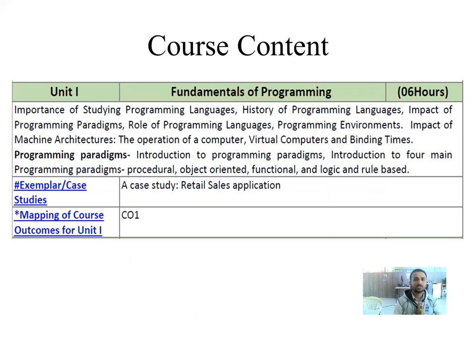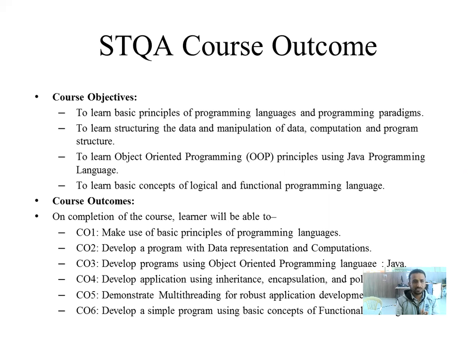Then this is nothing but the course content. Throughout this semester, we are going to complete our principles of programming language subject by using 6 units. Total 6 units are there, and with the help of these 6 units, we are going to achieve these 6 course outcomes. Means after completion of the first unit, we will be able to make use of basic principles of programming language, and hence in the second unit, the second CO will be achieved, in the third unit, the third CO. Likewise, in the 6th unit, we are going to achieve all these 6 course outcomes.